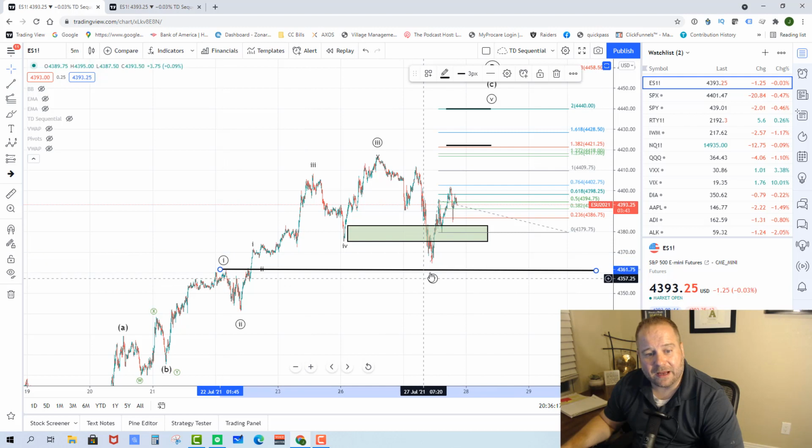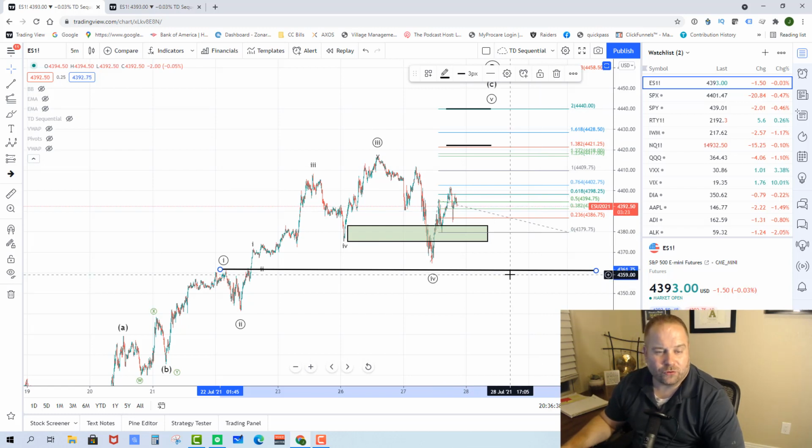had this come down through this line, then it would have invalidated the count because wave 4 cannot come across wave 1's top. So it looks to me like we're setting up for a very bullish move up here into the 44.40 range over the next couple days before finally starting that C wave down. This is how corrections work, guys. They're very choppy. Sometimes they're very hard to track, and that's why we don't trade them very often.